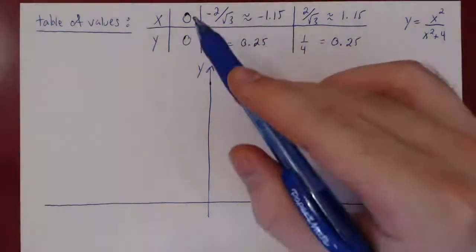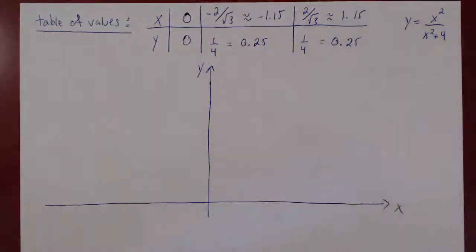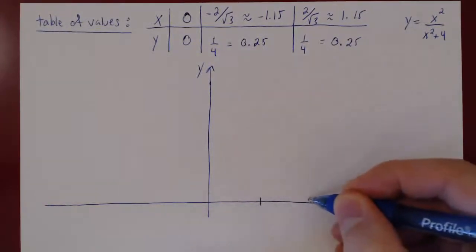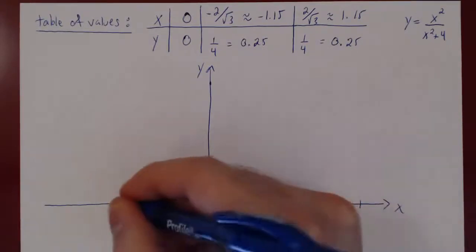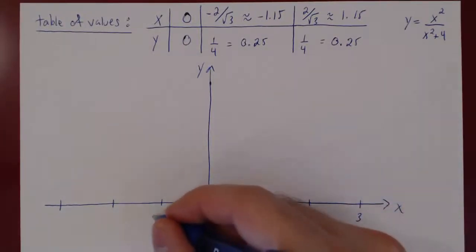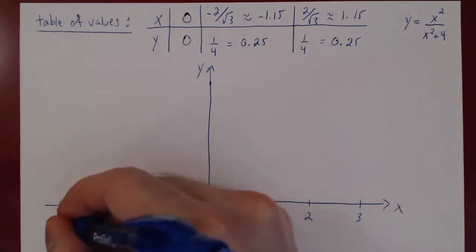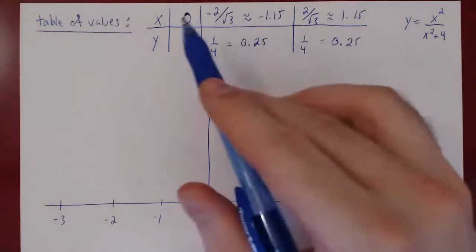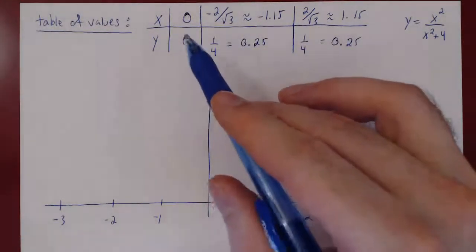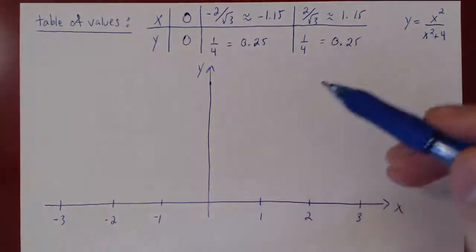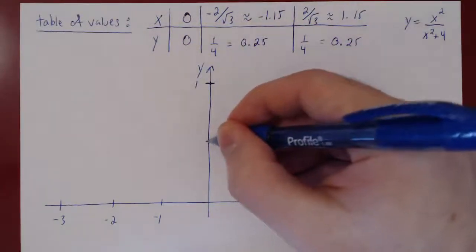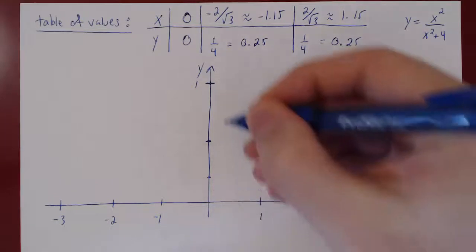So we have our x values of 0, roughly -1.15, 1.15. So let's go up to 3. So let's go with 1, 2, 3, -1, -2, -3. Our y values, at least for the points that we have in our table of values, for the critical and possible inflection points, y is 0.25, 0.25. So suppose this is equal to 1. This is 0.5, and this is therefore 0.25.